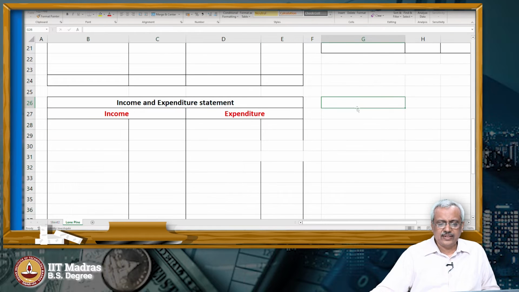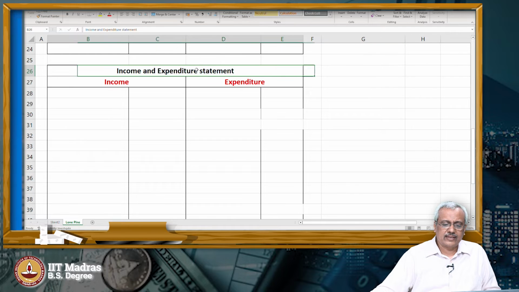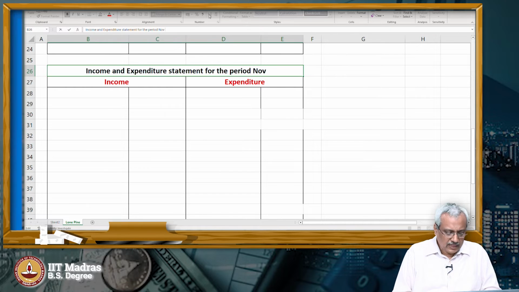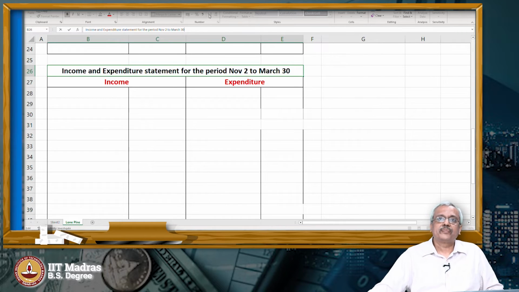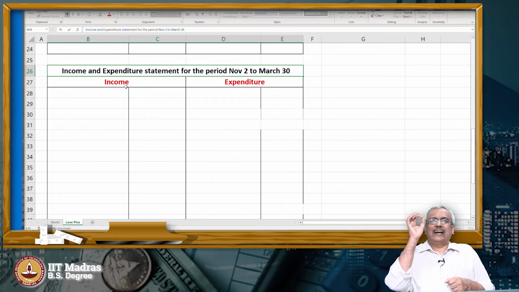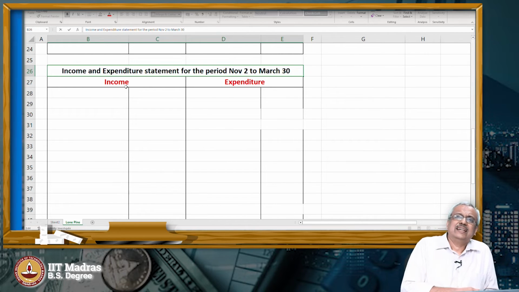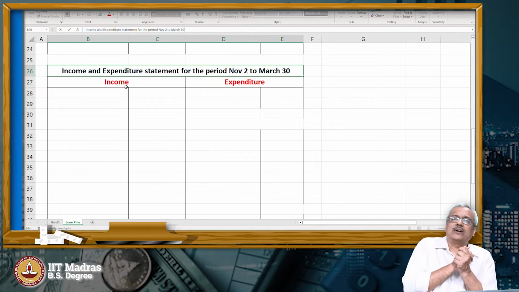Okay. The next statement, as I said, is the income and expenditure statement, or the profit and loss statement. Income and expenditure statement for the period November 2nd to March 30, whatever the year is; we can just mention the year in this particular case. Now, unlike a balance sheet, which is always on a specified date, income and expenditure is for a specified time period. We have prepared it for a time period.